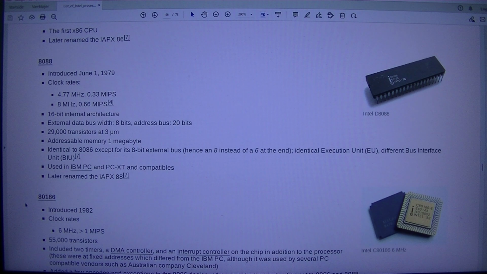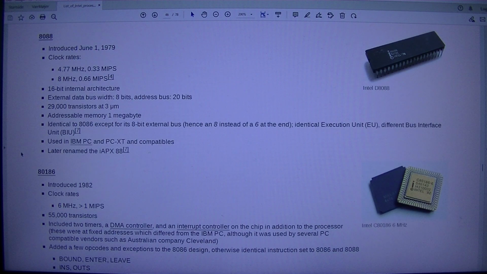Intel 8088. Introduced the 1st of June, 1979. Clock rates 4.77 MHz, 0.33 MIPS, 8 MHz, 0.66 MIPS. 16-bit internal architecture. External data bus width, 8 bits, address bus, 20 bits.